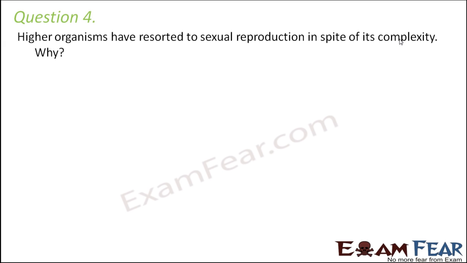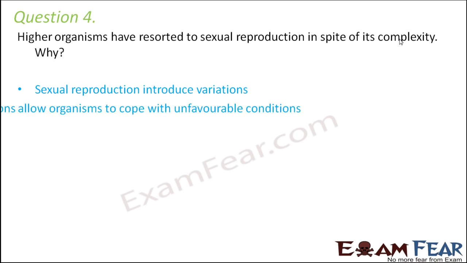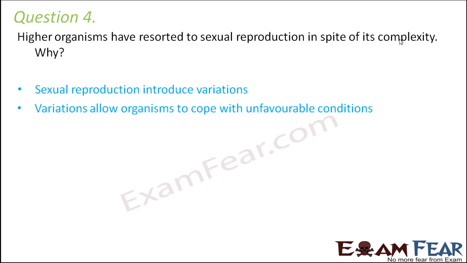Question number 4. Higher organisms have resorted to sexual reproduction in spite of its complexity. Why? Now, sexual reproduction introduces variations, and variations is something which makes the organism better suited to the unfavorable environmental conditions. So, variations allow organisms to cope up with the unfavorable conditions. So, this is one of the important reasons because of which the higher organisms prefer sexual mode of reproduction.